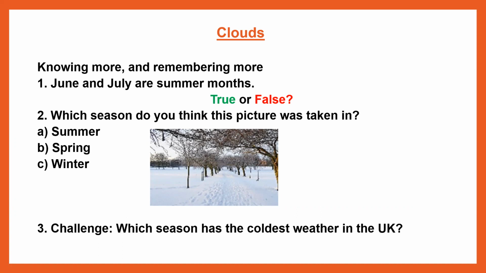Okay, so you should have answered your questions by now. Let's have a look at the answers. So, June and July are summer months. This is true. June, July and August make up the months of summer.